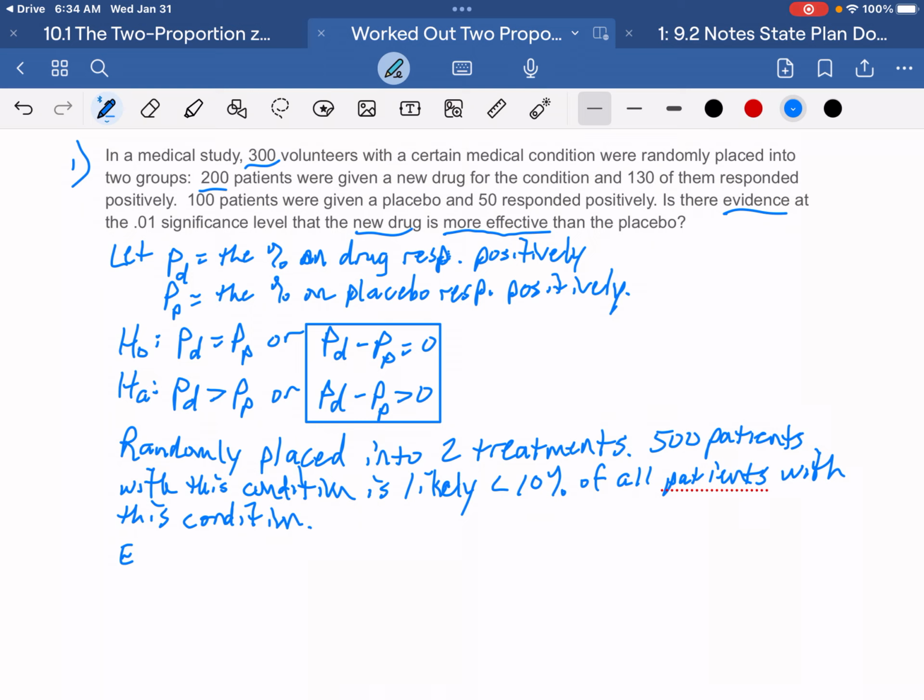If the null hypothesis is that the difference is 0, then I would have expected the number of positive responses in the drug group to be half of them. So 50, oh man, I totally messed up earlier. It's a total of 300 patients. They were divided into two groups of 200 and 100. Okay, sorry about that. You can fix that easily, though.